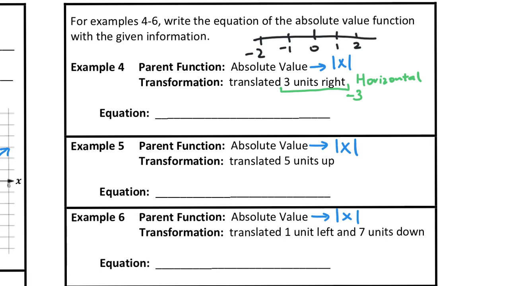Okay, so how's that going to look as an equation? It's going to be f of x equals the absolute value. Another thing about horizontal translations is that they happen inside of the function. So I have the absolute value symbol, and then I have an x inside, and then the -3 is also going to be inside.